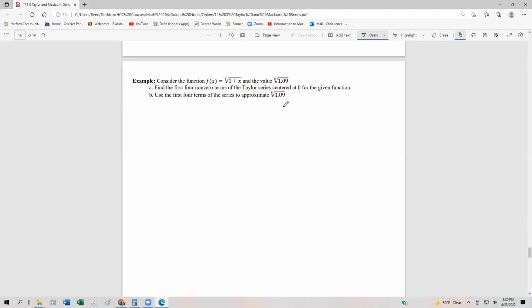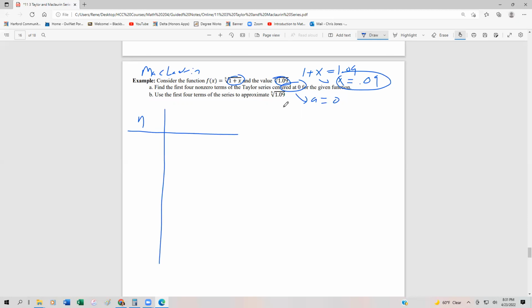All right, now for us, we just have to remember that 1 plus x has to be equal to 1.09. And so what that means is that when we substitute back in for x, we're going to use 0.09. Okay, so keep that in mind. And since it's centered at 0, a is going to be equal to 0. So in reality, it's just a Maclaurin series. Okay, so let's get to it. So we're going to have our nth derivatives. Okay, so we have 0, 1, 2, and 3.